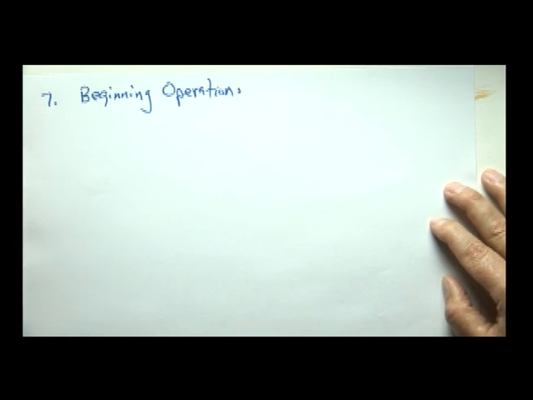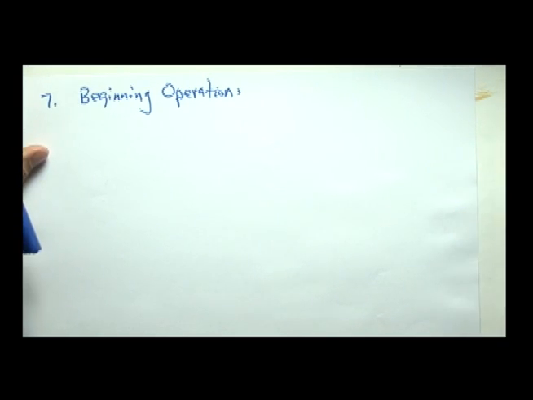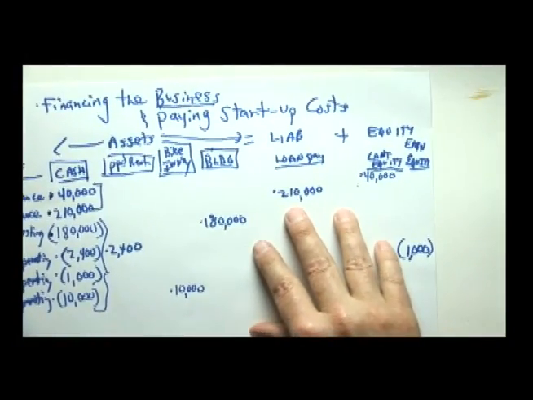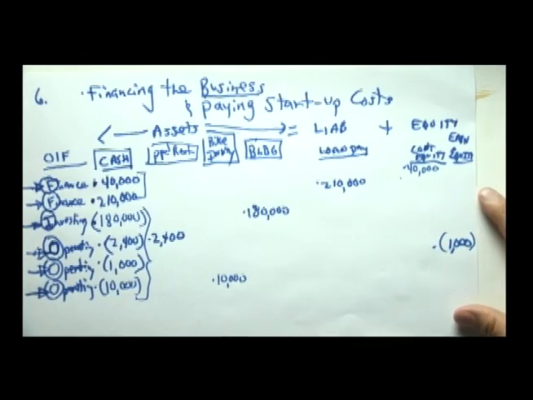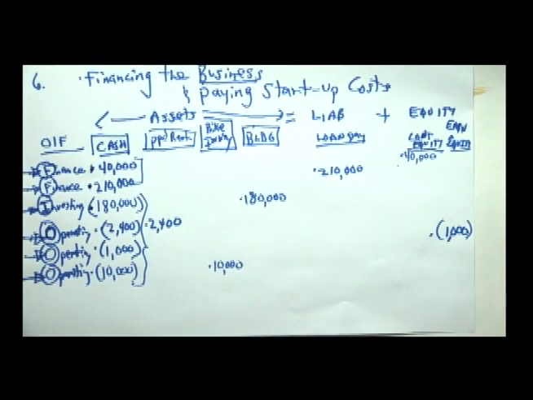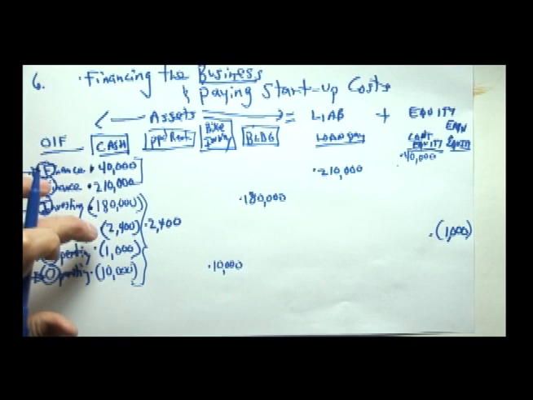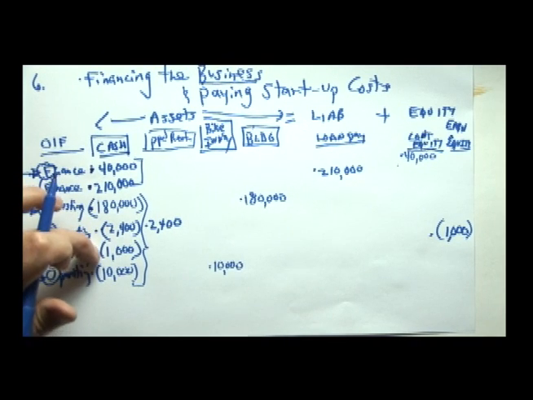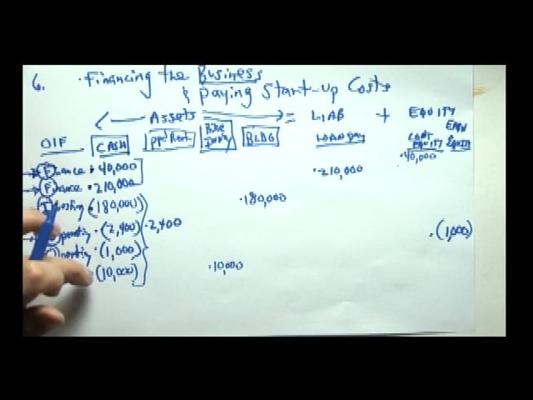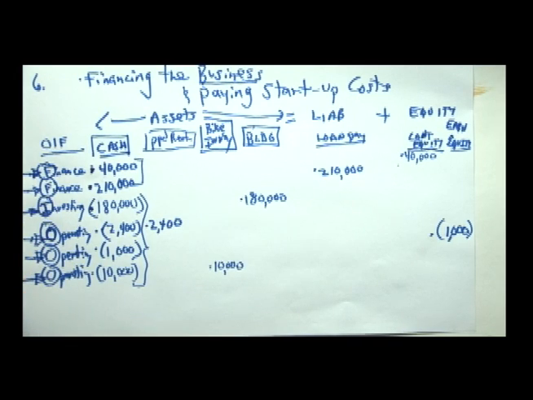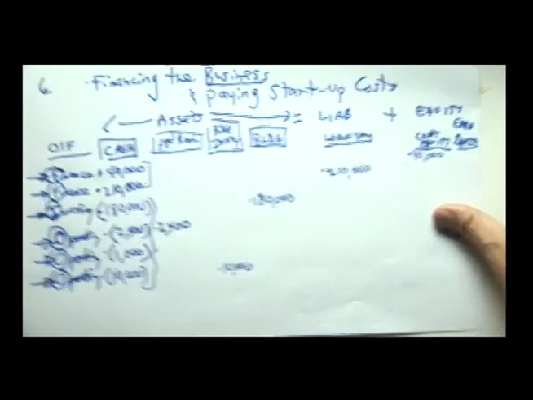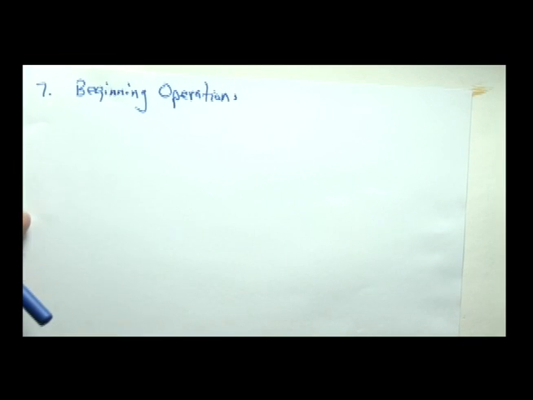Now, after obtaining the financing, let's look at last period's video. Video 6, you recall, was called Financing the Business. After incurring the startup costs of buying the building, paying rent, paying for advertising, and also buying inventory, in this lesson called Beginning Operations, we're going to actually sell some bikes.